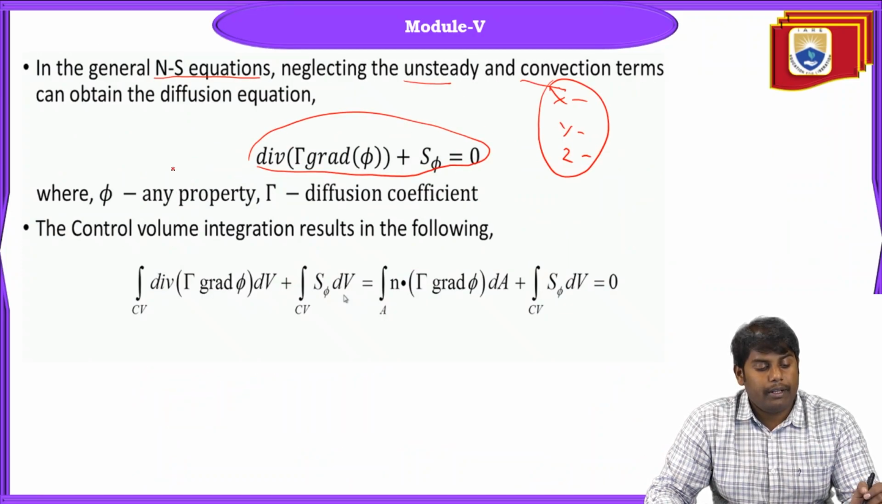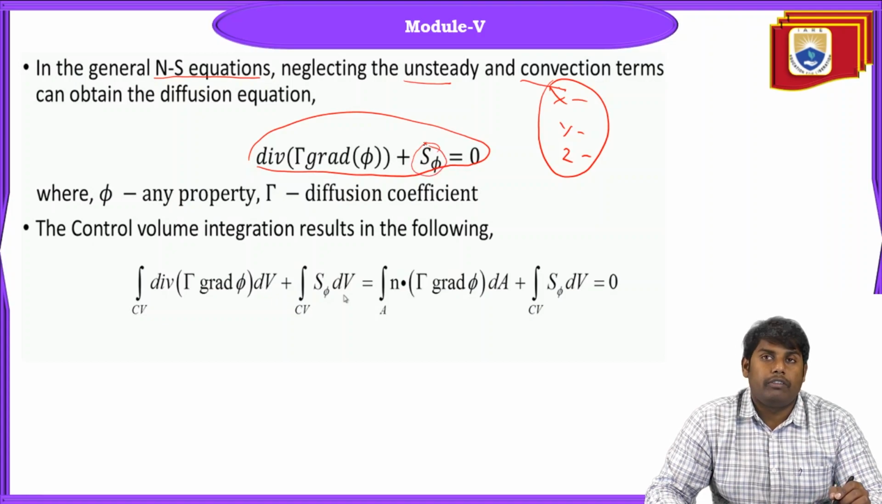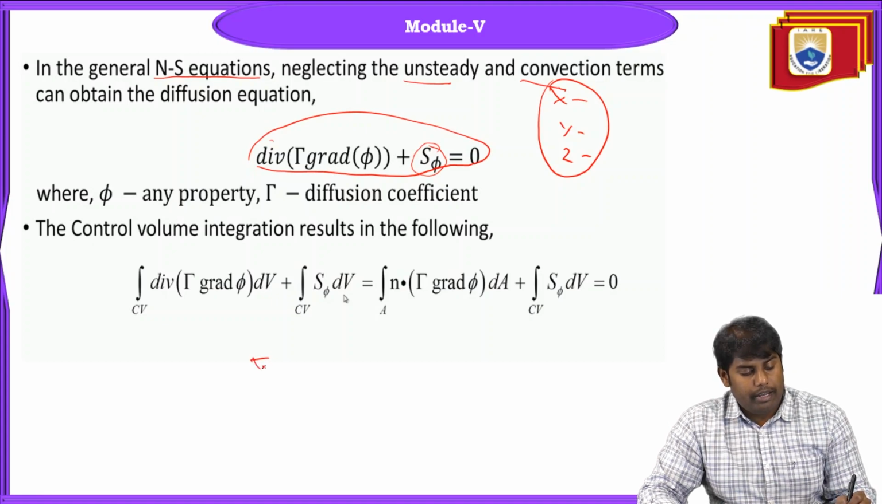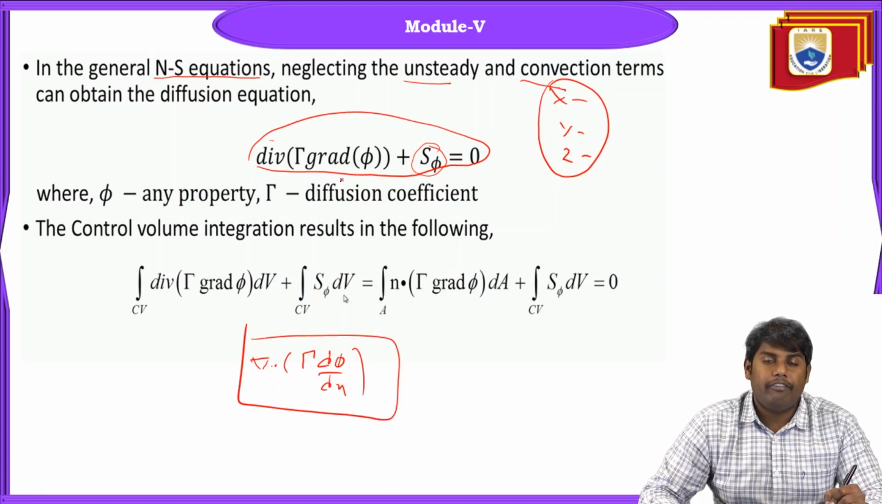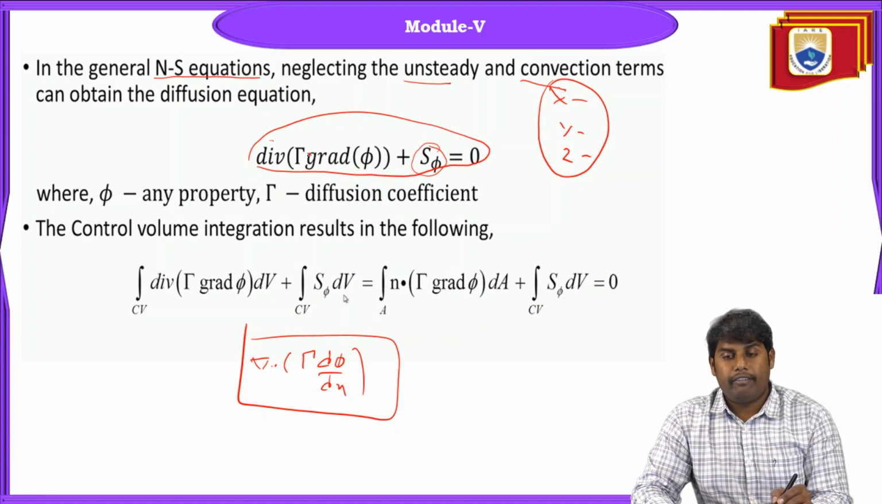Now, what we are saying is that initially we are seeing the diffusion equation plus the source term. So this is what we have: the divergence of gamma grad phi, where grad phi is d phi by dx. This is what we have for the 1D. Why? Since it is 1D, grad phi is nothing but you differentiate this term. We will just see what grad phi is.